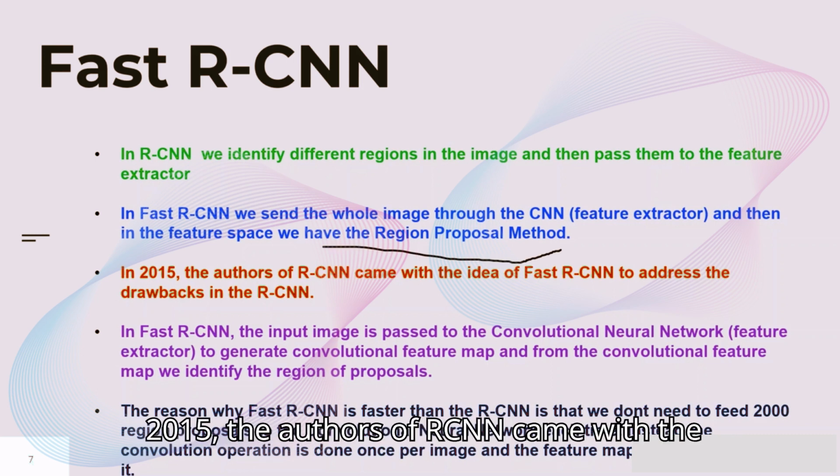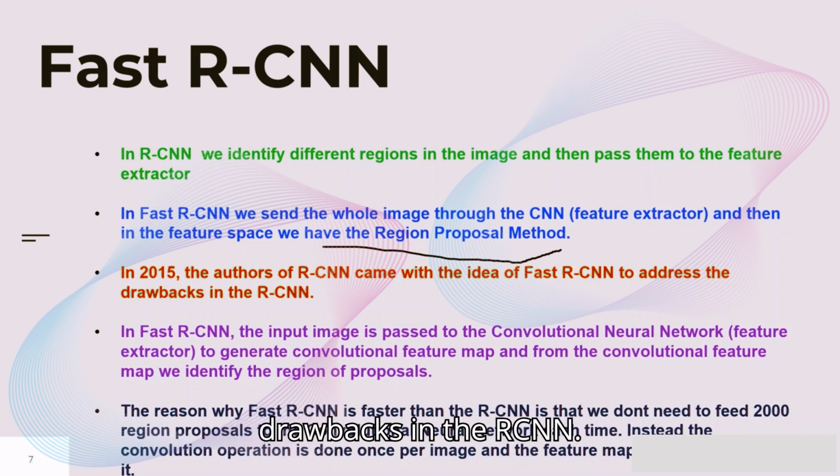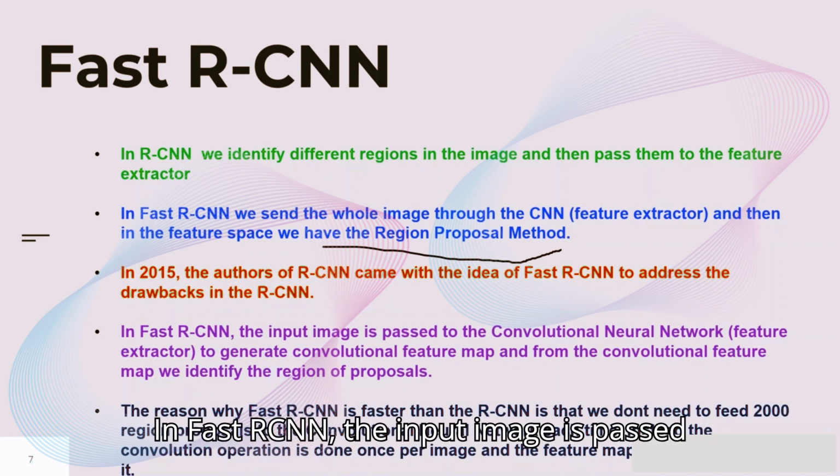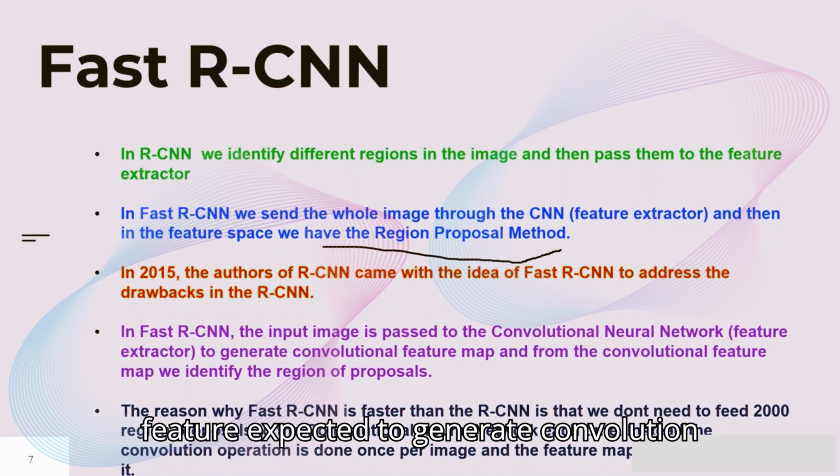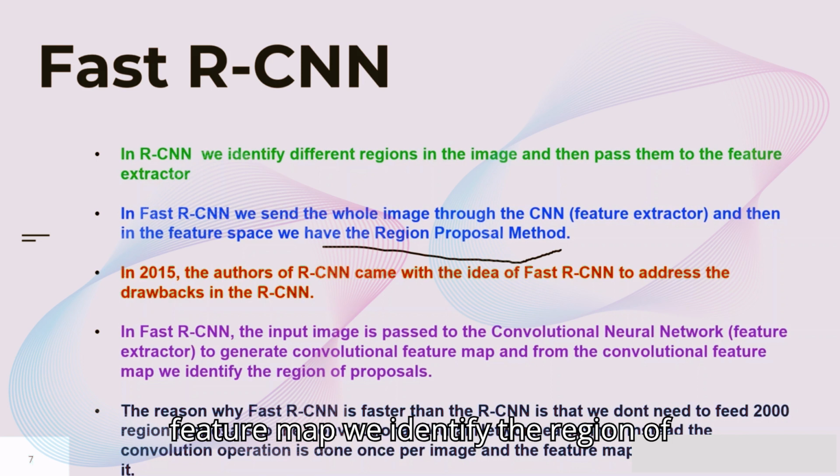So in 2015, the authors of RCNN came with the idea of fast RCNN to address the drawbacks in RCNN. In fast RCNN, the input image is passed to the convolutional neural network based feature extractor to generate a convolution feature map, and from the convolution feature map we identify the region proposals. The reason fast RCNN is faster than RCNN is that we don't need to feed 2000 region proposals to the convolutional neural network each time. Instead, the convolution operation is done once per image and the feature map is generated from it.